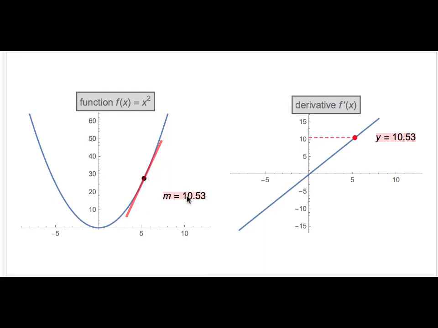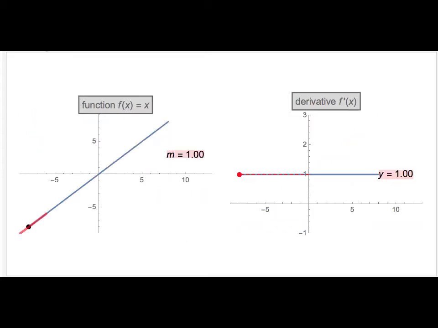Some key things to notice: as I'm graphing the derivative of a parabola, an x squared graph, my derivative graph is linear. So I'm decreasing the degree by 1. When I find the derivative of x squared, it becomes a linear graph.